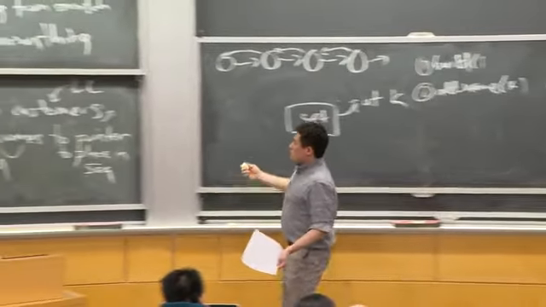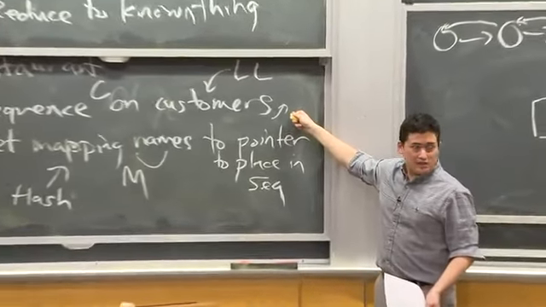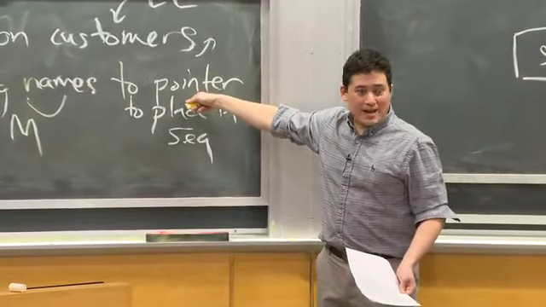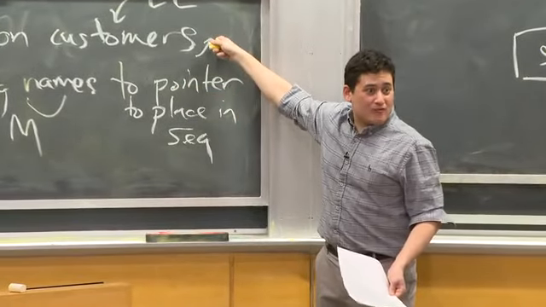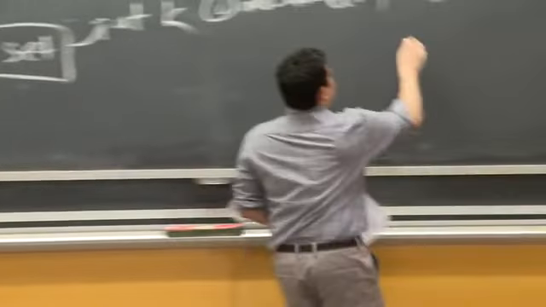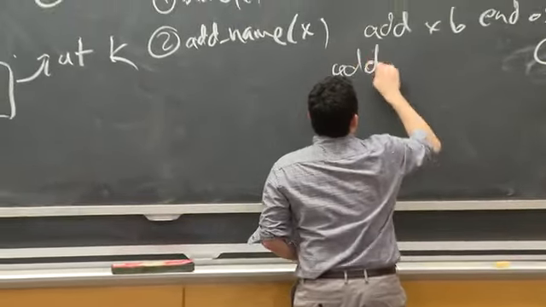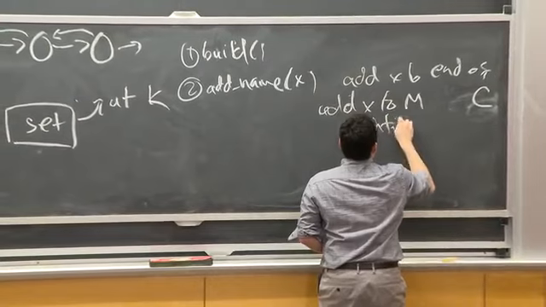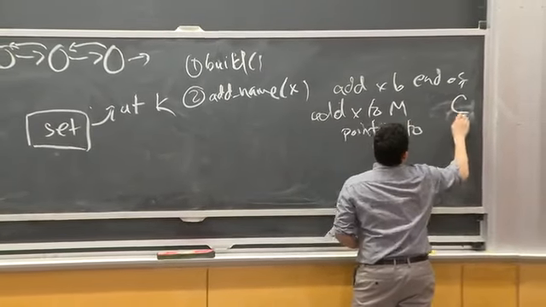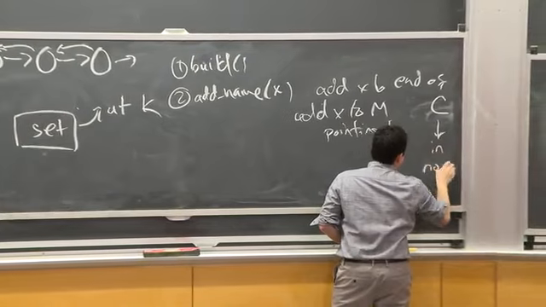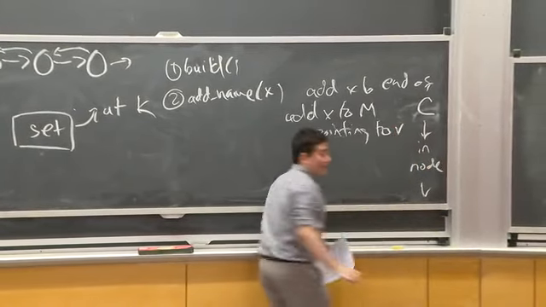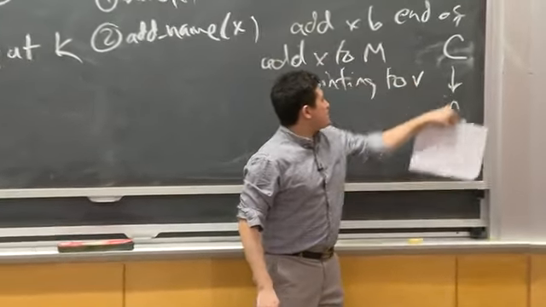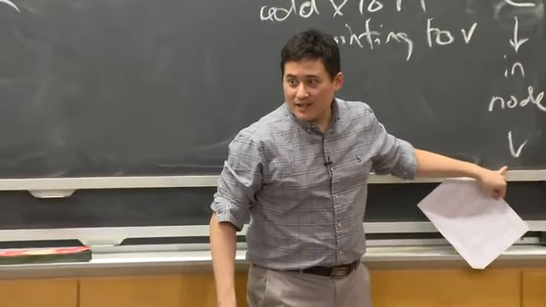Then what do we have to do? I fix this guy. This guy's good. Now I have to fix this guy. So I add x to the set, and I map it back to that node that I just came from, right? I could store it in a temporary variable, right? Add x to m pointing to node v. Okay, cool? So I added my x to the end of C into a node v, right?